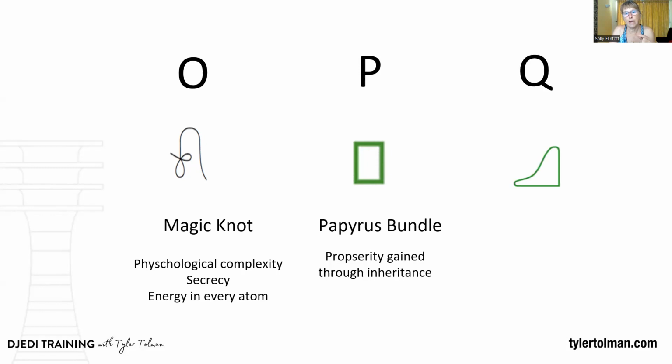Q is green. It's represented by this hieroglyph, which is a hill. This represents a hill, and it represents prosperity gained through effort. Obviously, to reach the heights of this hill, you have to climb it. It takes a lot of effort to go against gravity and climb up a hill. It also, of course, represents higher evolution, because when we reach the top of the mountain, we get that bird's eye view. We're getting higher, closer to heaven, etc.